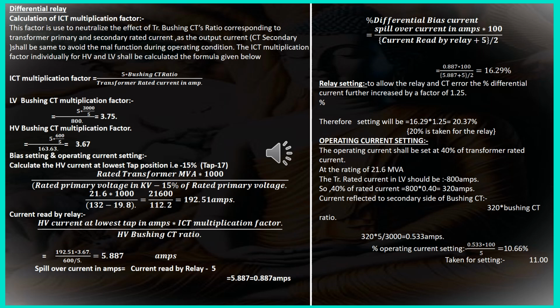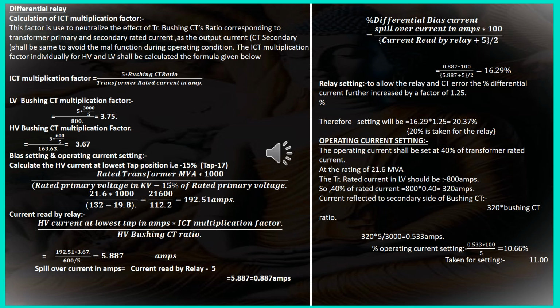Current read by relay. Now this 192.51, in the relay, it will be reduced through this bushing CT and ICT. So how much is it? HV current in lowest step in ampere into ICT multiplication factor divided by HV bushing CT ratio. It is 192.51 into 3.67 divided by 600 by 5, the bushing CT ratio. It is coming around 5.887.